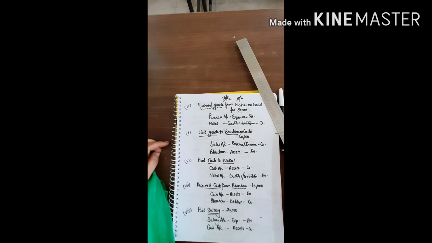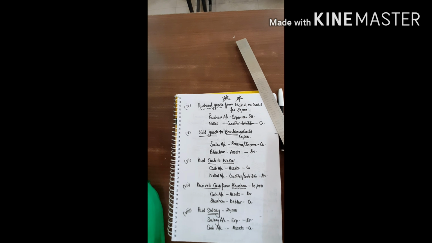Next is sold goods to Bhushan on credit. As you know very well, when we sell the goods on credit basis then debtors occur, so the sales account will be affected here. That is your income. Income always has a credit balance. And secondly your Bhushan account will be affected because that is your asset. You are selling the goods on credit basis, so debtors are created here, and an increase in the asset is to be recorded on the debit side.